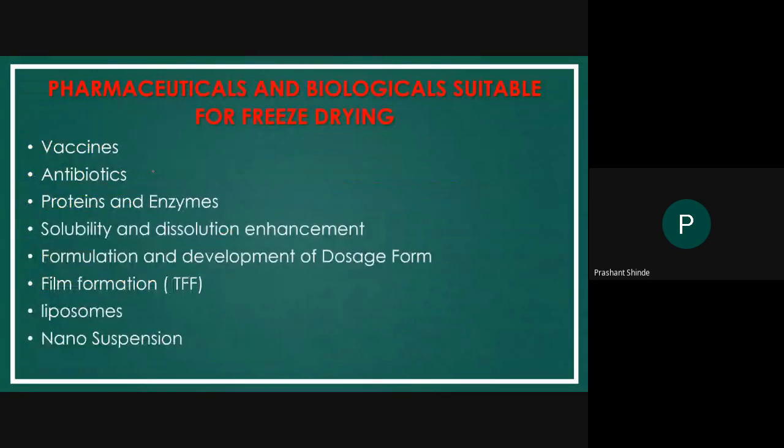Now, next are the different pharmaceutical products that can be prepared by using this lyophilization process. Vaccines, antibiotics, proteins and enzymes can be prepared by using this process. Lyophilization can also be used to increase the solubility and dissolution of your dosage form. It is also used in the regular formulation and development of dosage forms, film formation, that means in the formation of films, as well as the formulation and development of liposomes and nano suspensions. So this is about the use of the lyophilization technique in pharmaceuticals and biologicals.